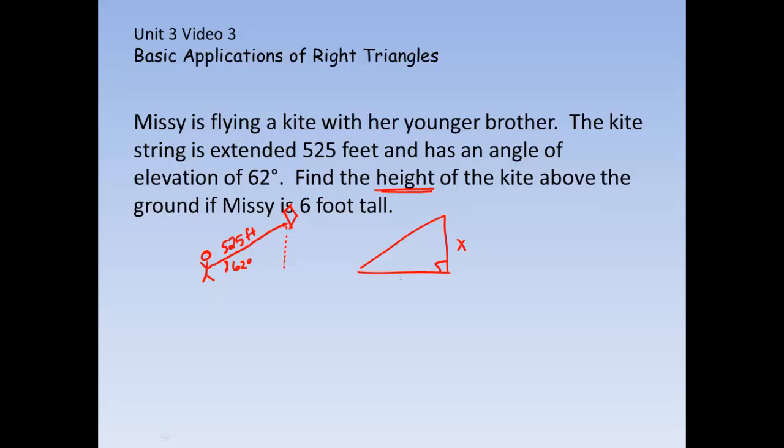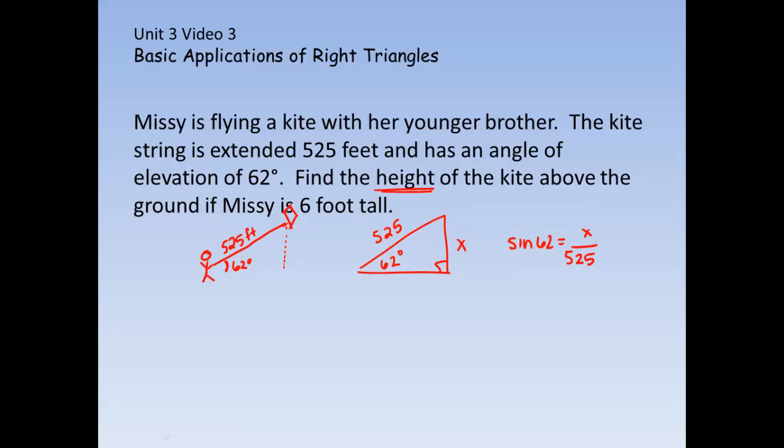This is my x value. I have 62 degrees and 525. It's not necessary to always redraw the picture, but sometimes that helps take it out of the situation and make it a little bit more simple. So here I've got an opposite and a hypotenuse, so I'm using sine of 62 degrees will equal x over 525. So that will be 525 times the sine of 62.